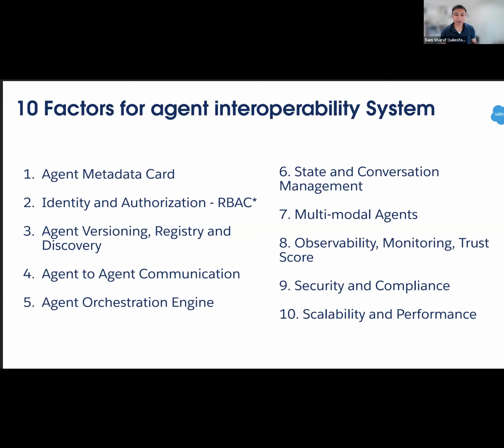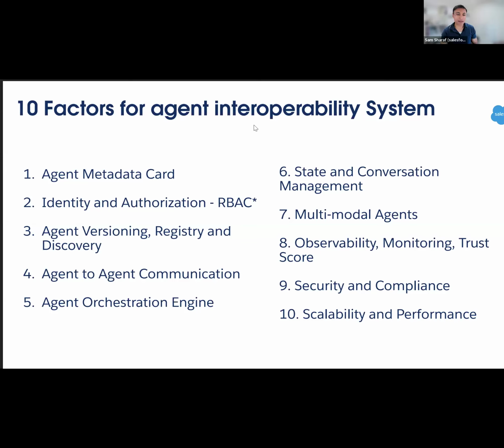And then, of course, there's state and conversation management. How does agent orchestration work in the context of multimodal agents? That becomes important as well. Observability, monitoring, and trust scores. At Salesforce, trust is our number one value, so everything we do is underpinned by, number one, is it secure? Is it safe? Would the enterprises, the businesses who use us, trust us with that? That becomes important. Security and compliance, of course, in regulated industries, become important.